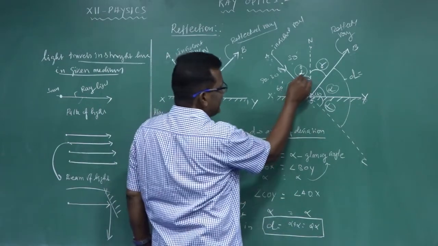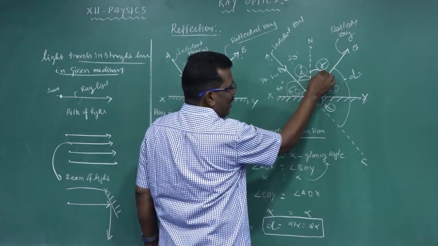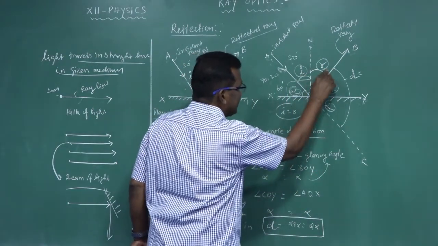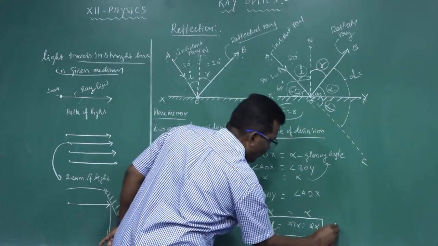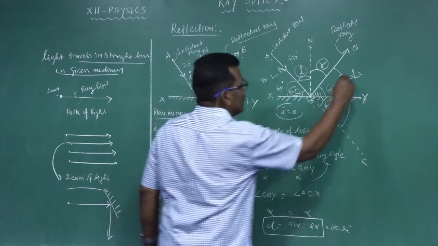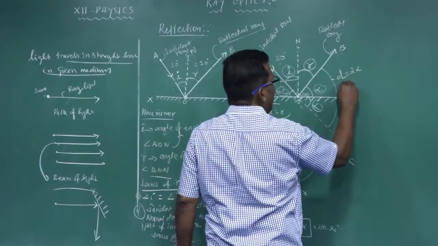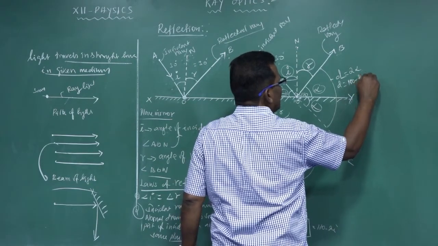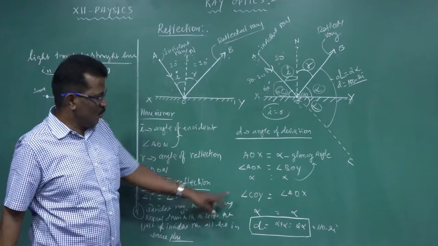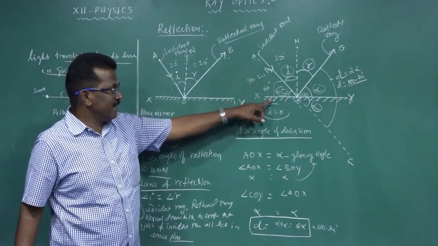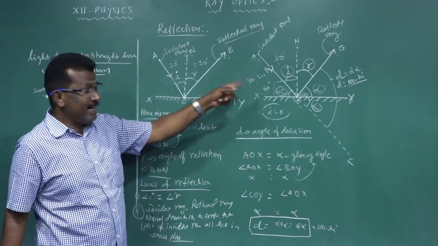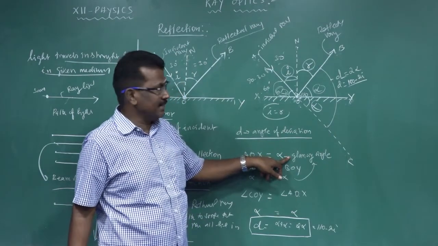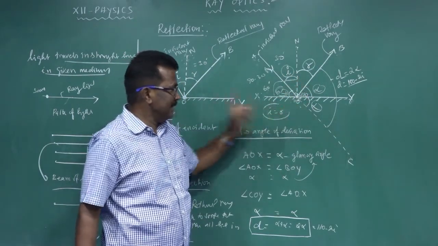This is i, this is r. i is equal to r. So 2i. Here i is equal to r. How much does it change? The deviation is equal to 180 minus 2i. So it is 2 alpha, or D is equal to 180 minus 2i. So a ray of light incident on the surface of a plane mirror deviates by an amount always equal to twice the glancing angle. D is always equal to twice the glancing angle.